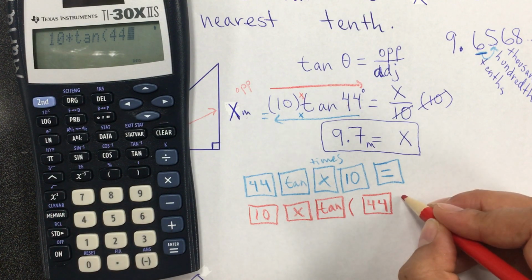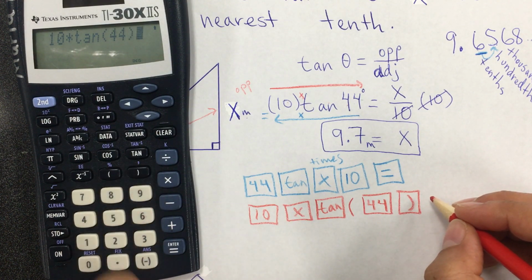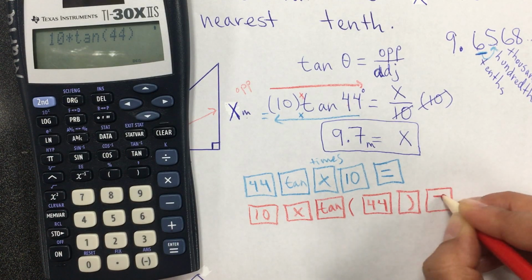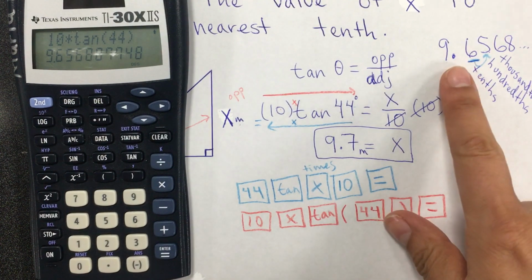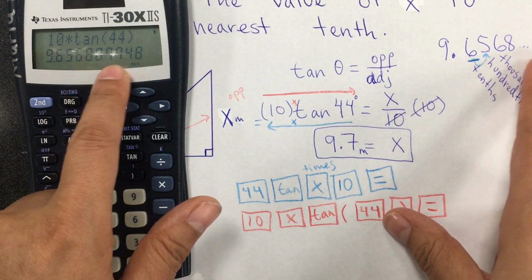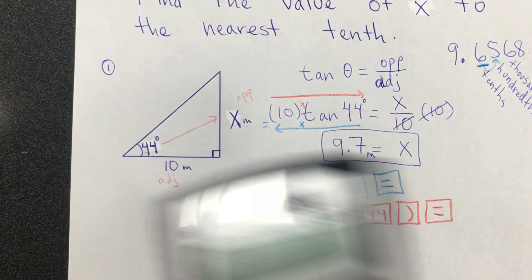44. Some calculators, you need to close the parentheses, which is right here, and then equal. Okay, let me write down here, equal. If you notice, you're gonna get the same answer, 9.6568, etc. Okay, and again, you just round from there.